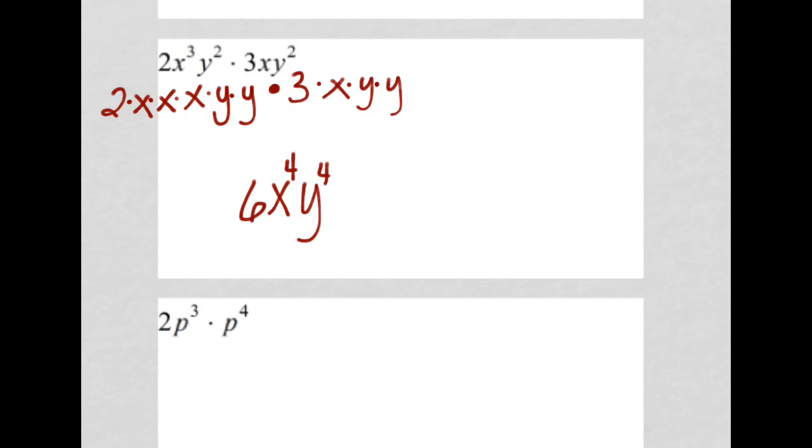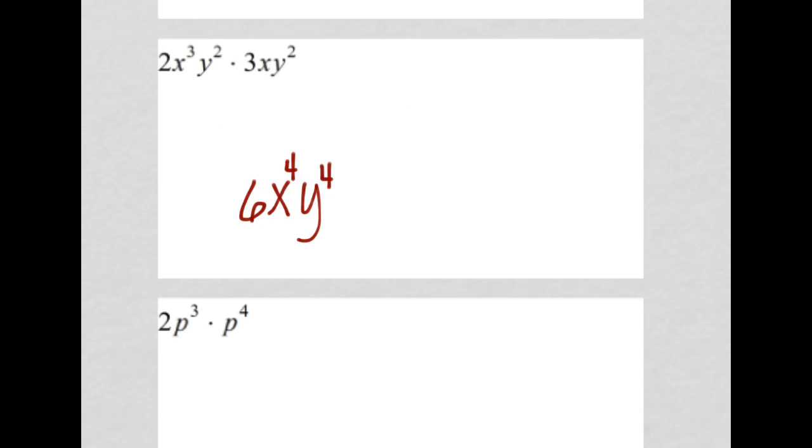And I'm done. If I wanted to do this shortcut, I could take 2 times 3 to get 6. My exponent on my x is a 1, so I would add my x's, so x to the third plus x to the 1 would be x to the fourth. And then I would add my y's. 2y there makes y to the fourth.